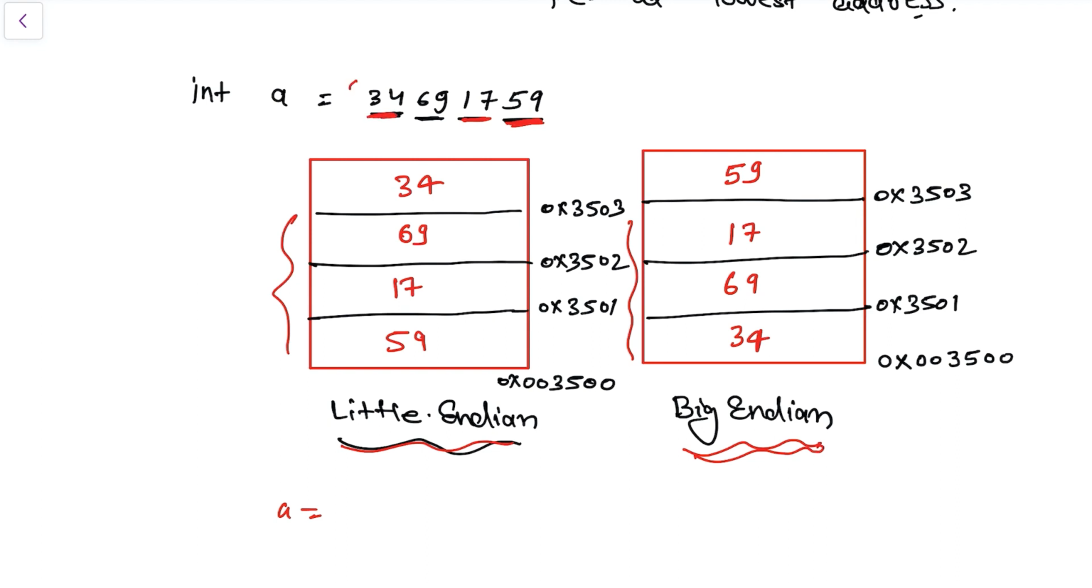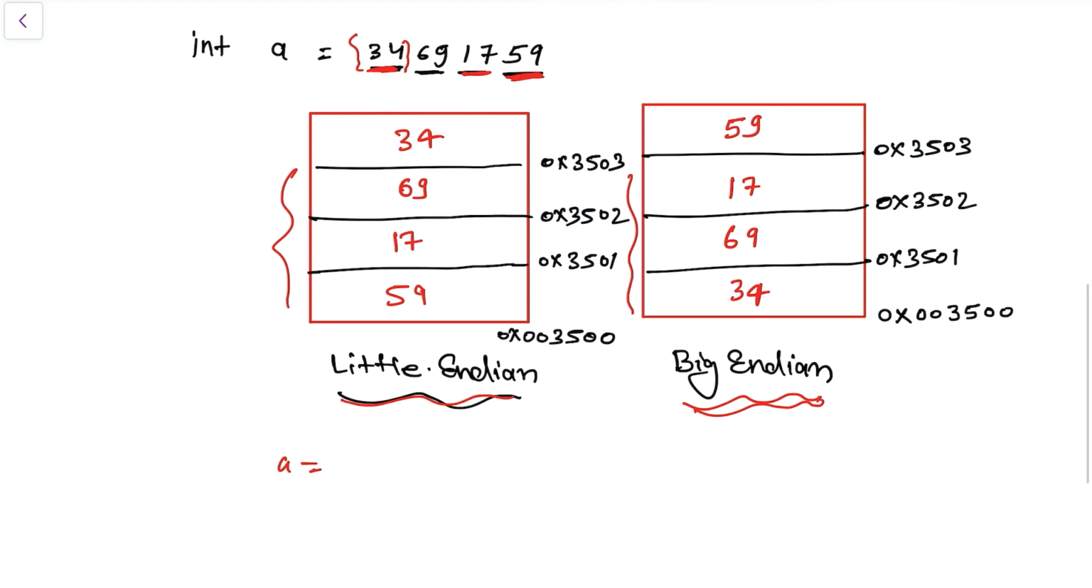Here let's take the same number, but we are not going to take this 34. Okay, now let's assign b. Okay, so we are going to assign here b is equal to 69, 17 and 59. Let's take these as bytes. Okay, so in this case, this will be the MSB, that's the most significant byte, and this will be the LSB.